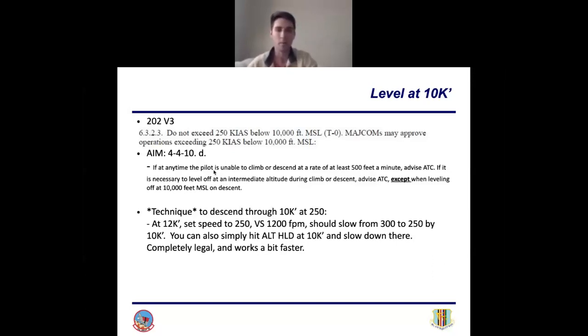So a better technique, if you really need to slow down at some point, might be to give yourself a vertical speed of 500 down, or up if you need it, wherever you're climbing or descending, and then plugging in your speed and bleeding off your speed at a 500 foot per minute descent, because that's technically... I love saying technically during something.